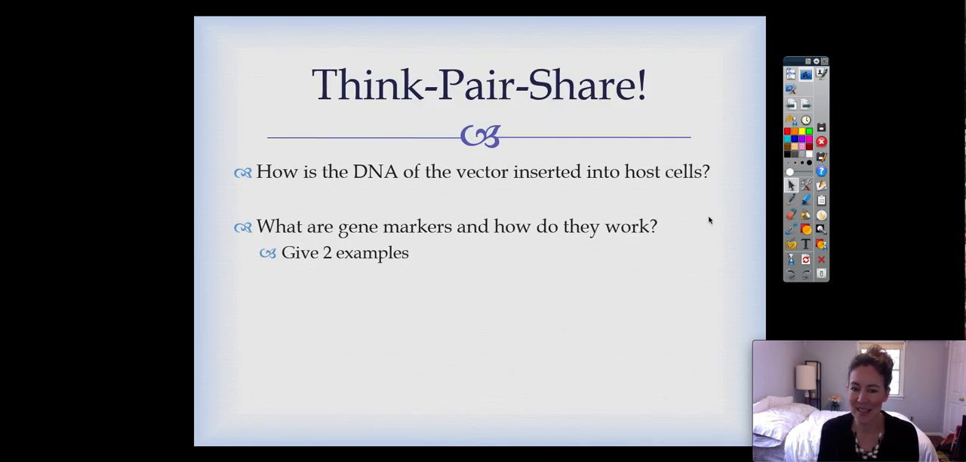All right, let's end with this Think-Pair-Share. How is the DNA of a vector inserted into host cells? What are two gene markers and how do they work? Give 2 examples. Give you guys a few seconds.